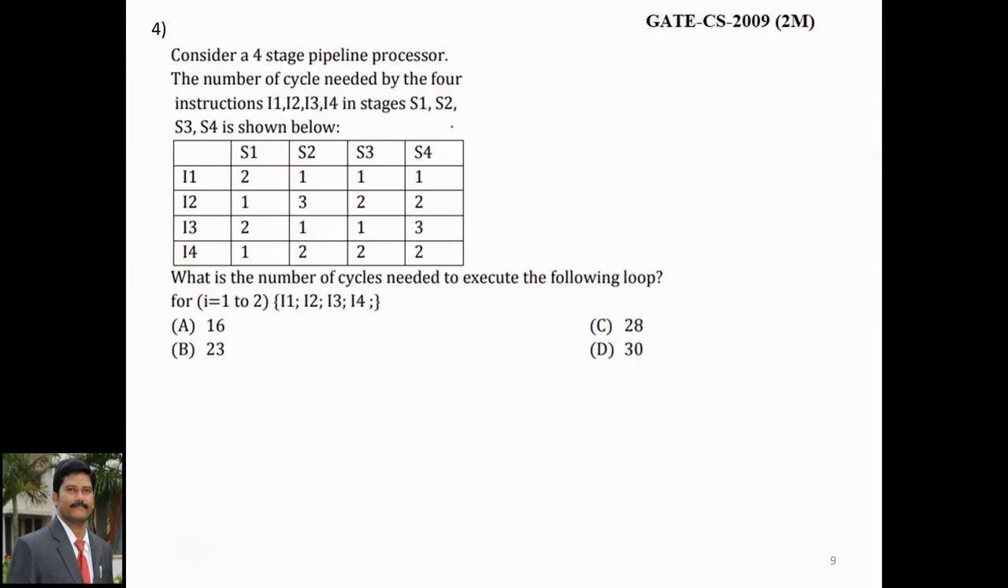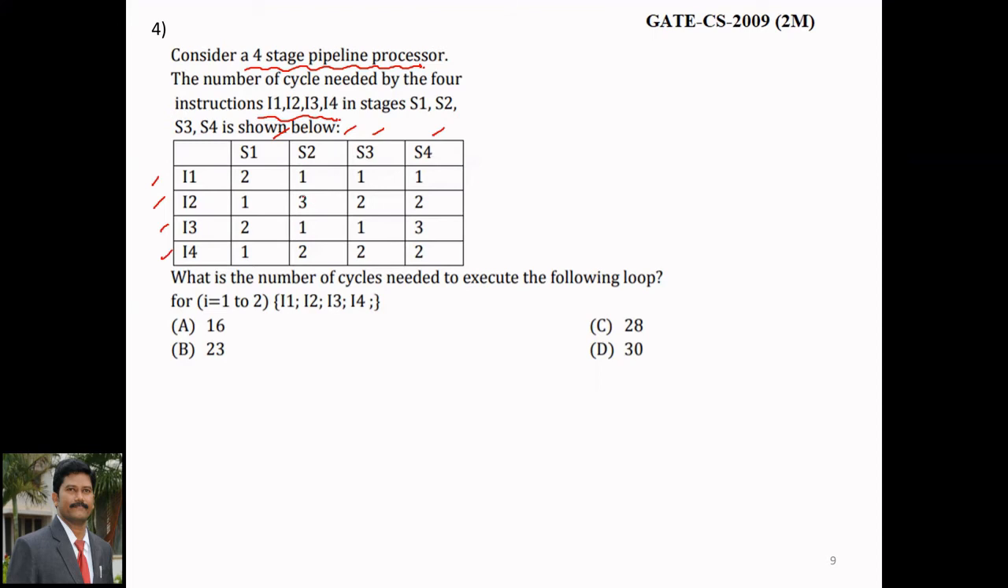Very easy. Now this question was asked in GATE 2009 for 2 marks. Consider a 4-stage pipeline processor. 4 stages are there and 4 instructions are there. The 4 stages are S1, S2, S3, S4, and these are the instructions. The names are not given, but you can assume they are instruction fetch, decode, execute and write back.